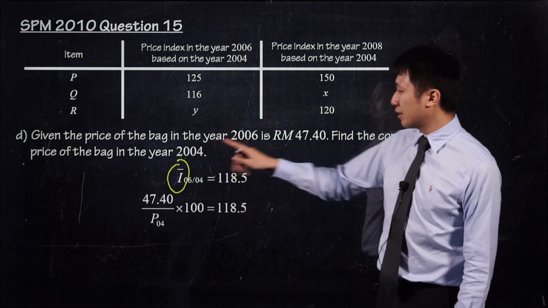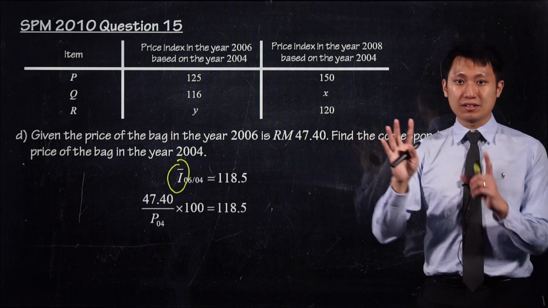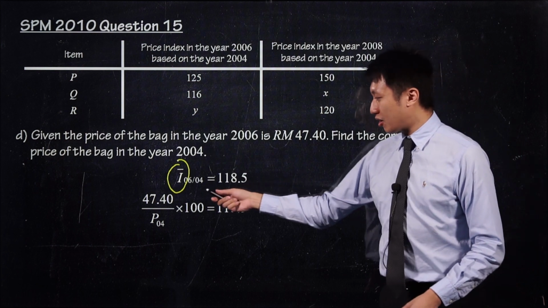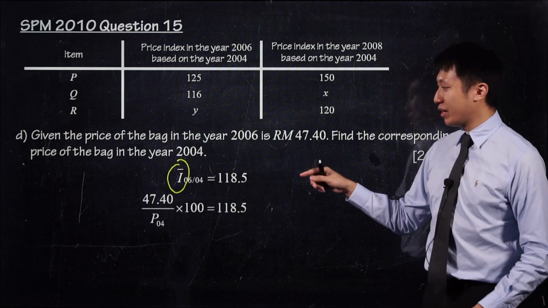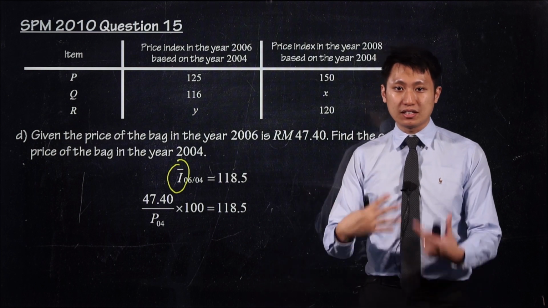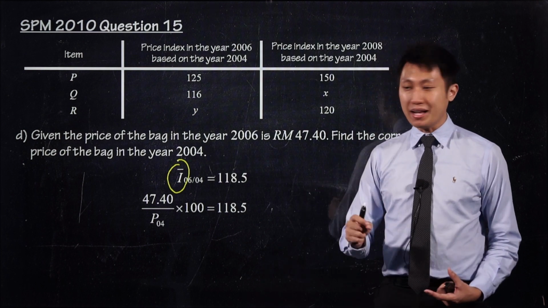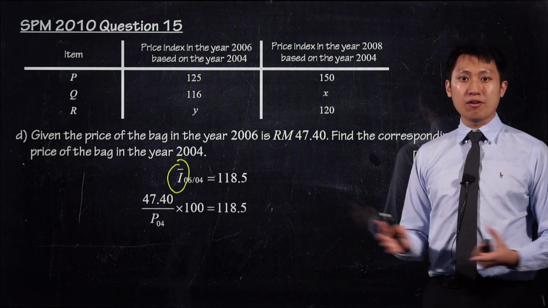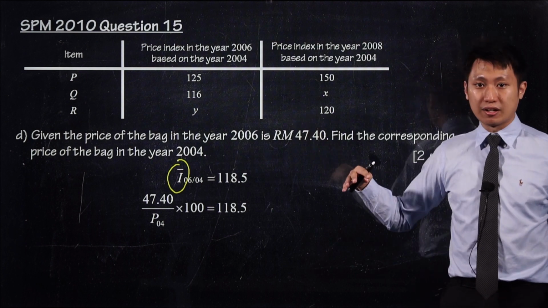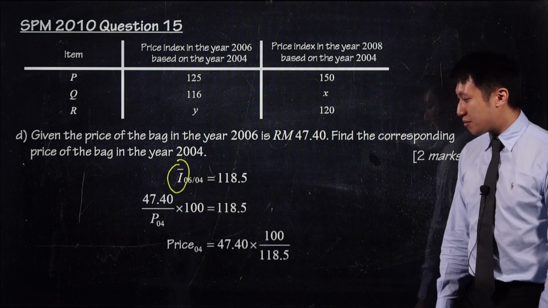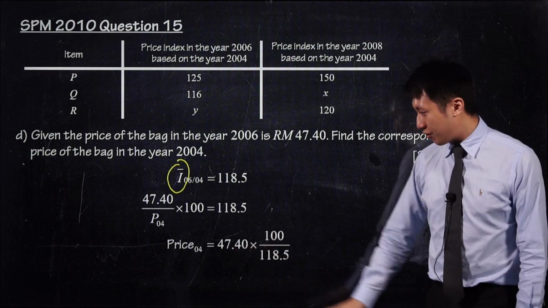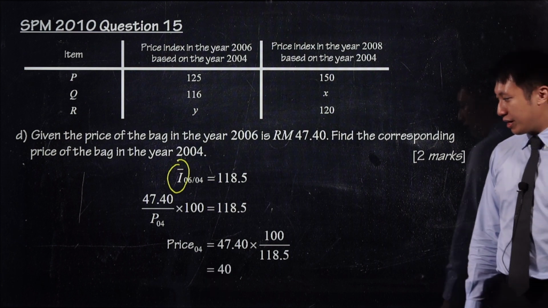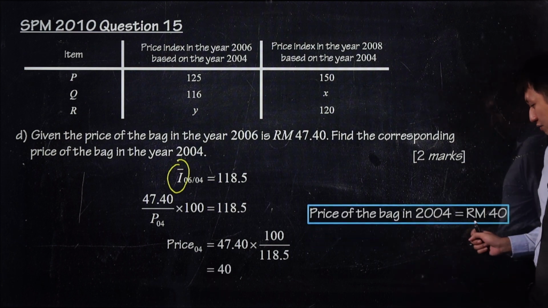Now, the question tells you that this is the price of a certain bag in 2006. Based on the composite index, you can tell the price in 2004 by using the similar formula of a price index, but now using the composite index as the price index, because you have weightage of different bags and so on. So you can solve for it. Price 04 is 47.4 times 100 divided by 118.5. Answer 40. So the price of the bag in 2004 is 40.